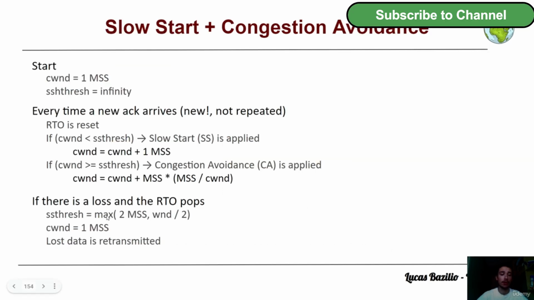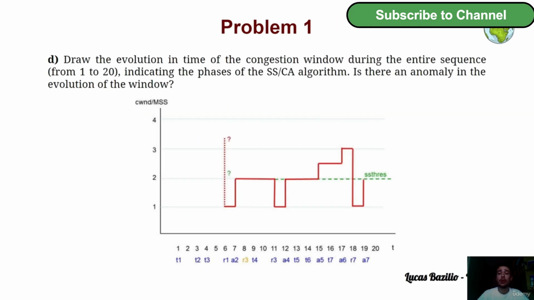So we are computing the threshold, the maximum between 2 maximum segment size and the value of the window, which is 2 divided by 2. This gives us 1. So the maximum between 2 and 1, what is it? It is 2. So the maximum is 2, and so the threshold is equal to 2 maximum segment size. With this, we conclude that this is the value of the slow start threshold, okay, 2 maximum segment size.